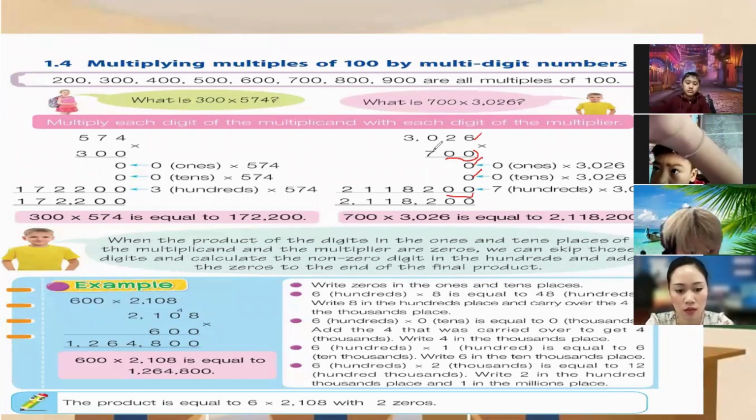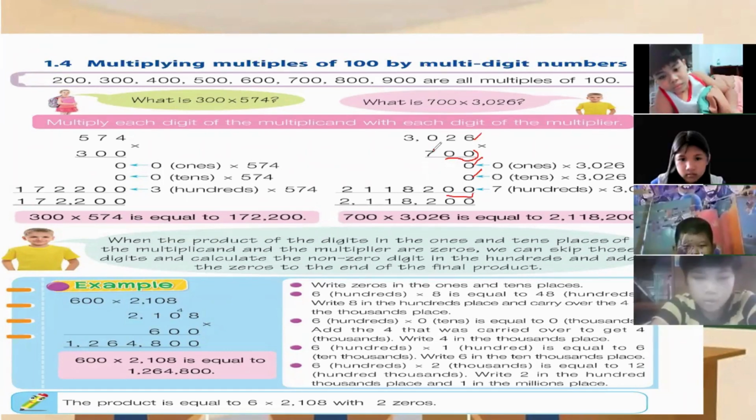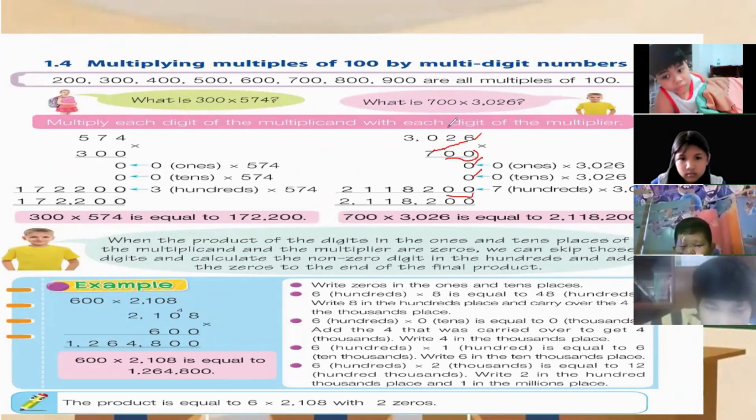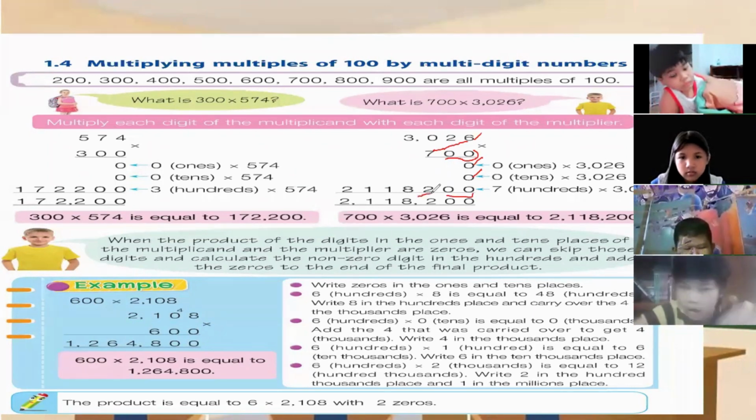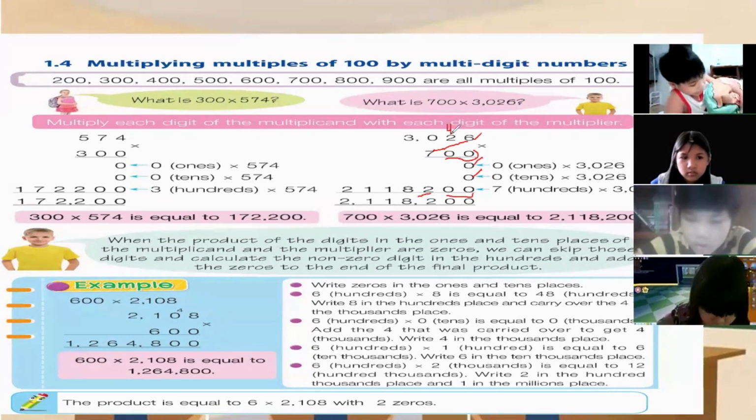Now let's start from 7. 7 multiplied by 6. Students, 7 multiplied by 6 becomes how much? Students, answer me please. 7 into 6 becomes how much? 42. Very good. 42. So 2 we're going to write at the place 100, right? And 4 we're going to carry over at the place 10.